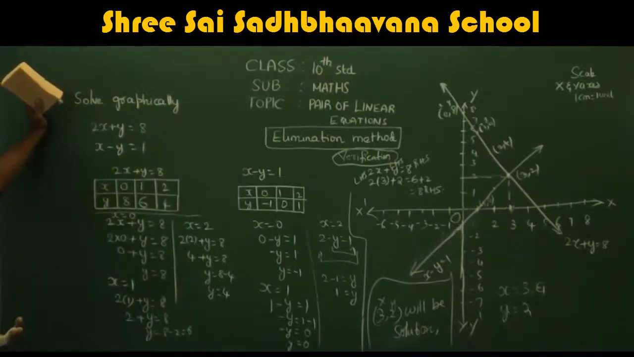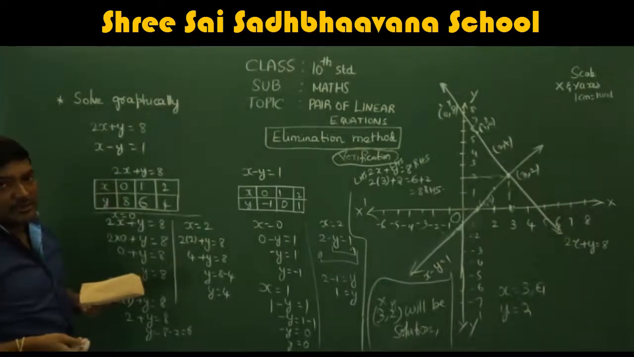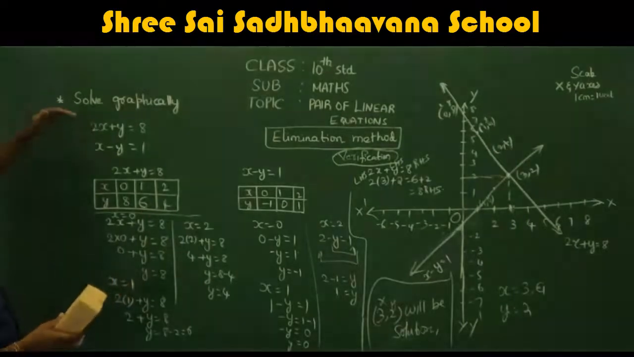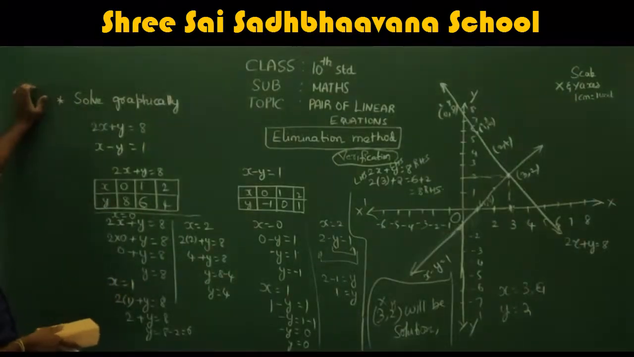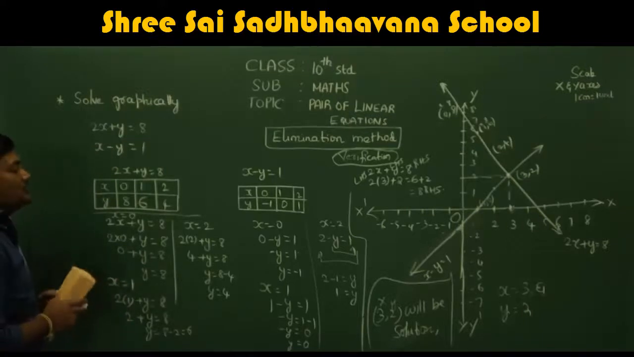You can just do it in rough work. Rough space will be provided in your answer sheet. There you can do it and verify whether your answer is correct or not. Okay. So the question is: solve graphically 2x plus y is equal to 8, x minus y is equal to 1. So let me take the question here. 2x plus y is equal to 8, first equation.